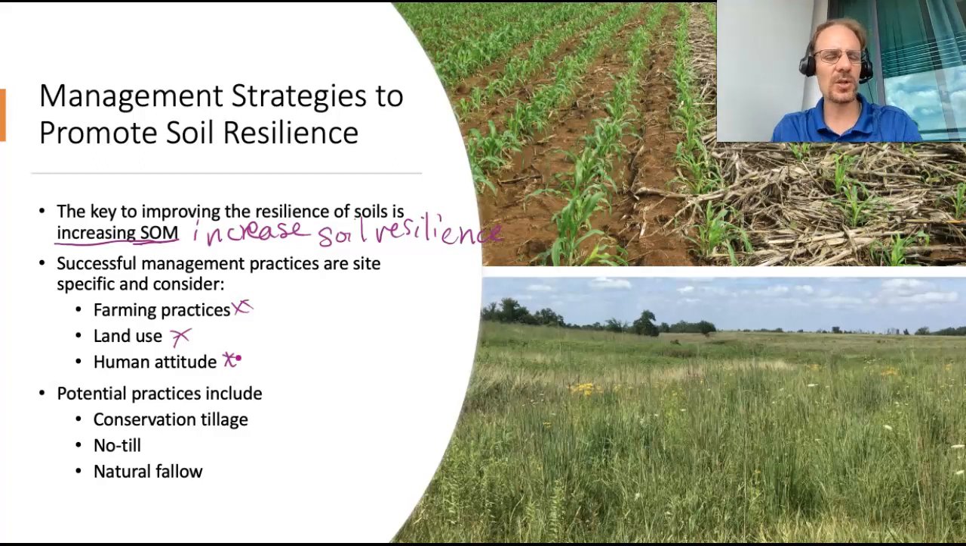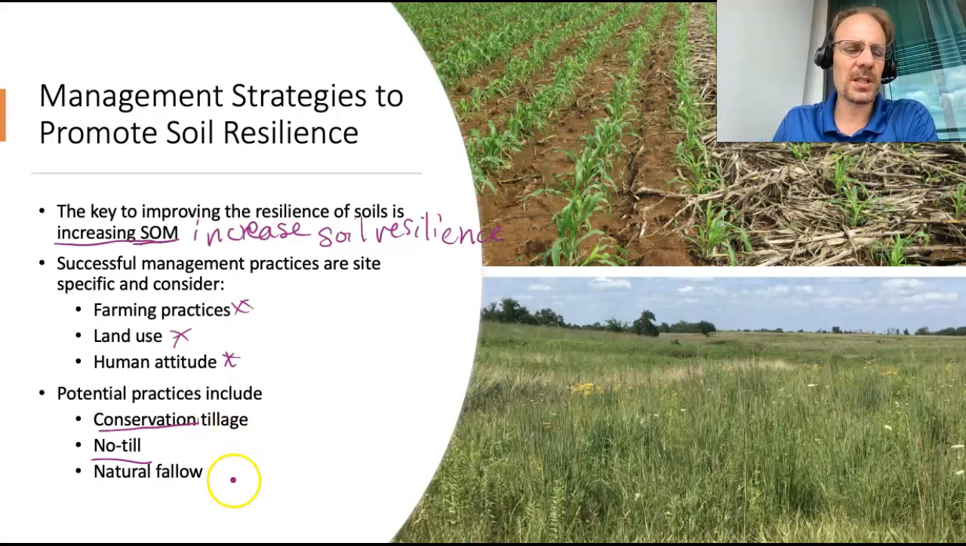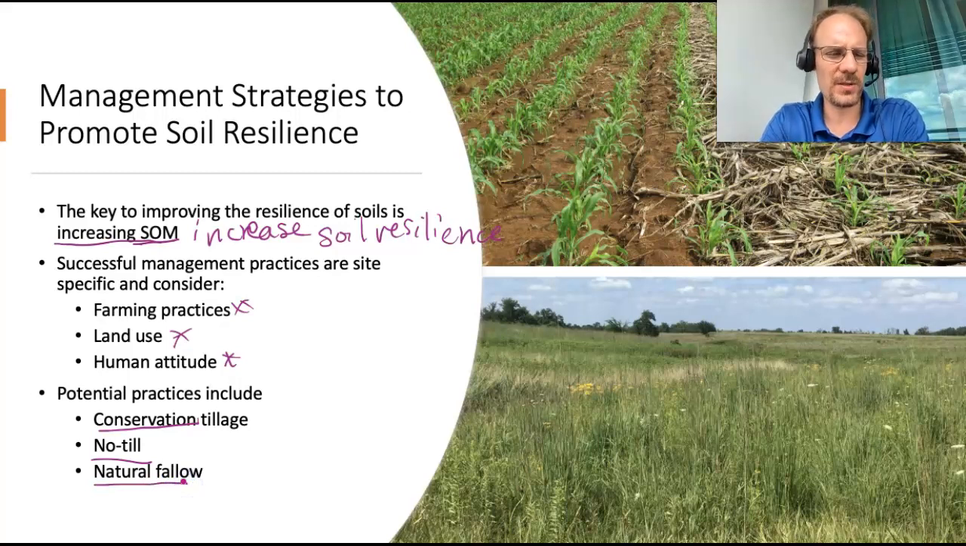And how can we choose crops that will both provide economic benefit but also improve our soil resilience, so that if we do have a soil disturbance event, that soils can recover. Some of these practices include conservation tillage and no-till, which we have talked about in previous slides as practices of conservation agriculture. We also want to discuss natural fallow and the benefit of using natural fallow systems.